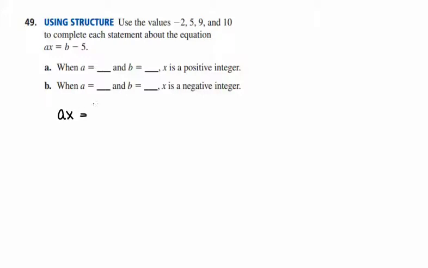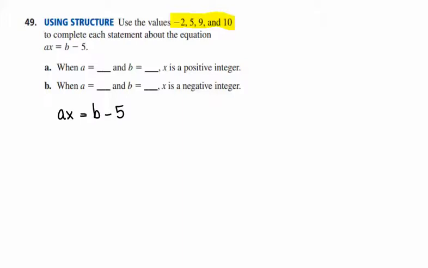ax is equal to b minus 5. And what we want to know is, can you select from this list of values given above? Can you select values for a and b that will cause x to become a positive integer? And what I'm going to suggest that might make this problem a little bit easier, because there are many different combinations that we could get for a and b.